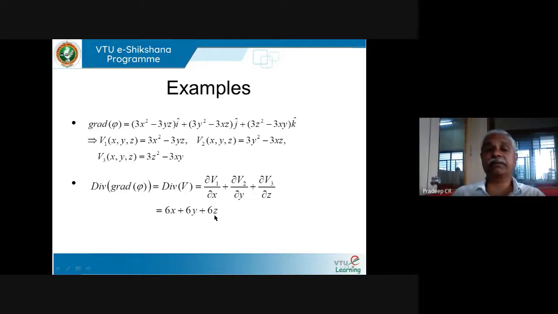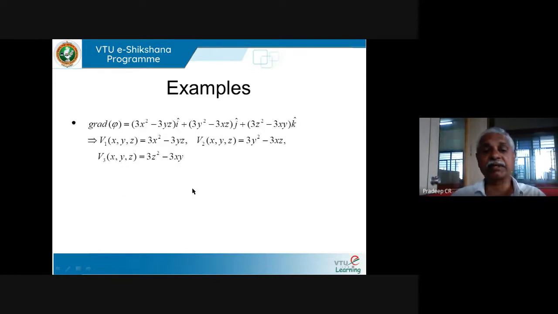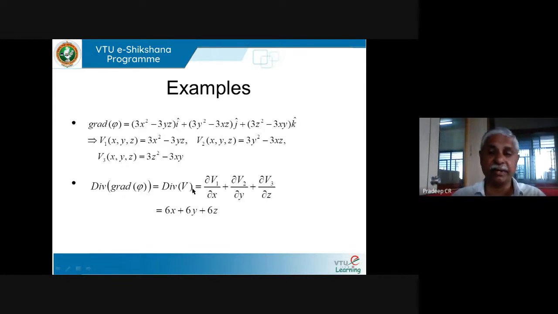This is divergence of gradient of phi at any point x, y, z. This is the divergence of gradient. One could ask various questions around this. Different functions could be given, and one can try to find the divergence of the gradient. Basically, you first find the gradient and then find the divergence of that. That's what we have done here.